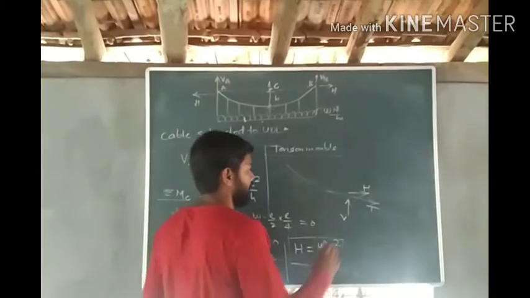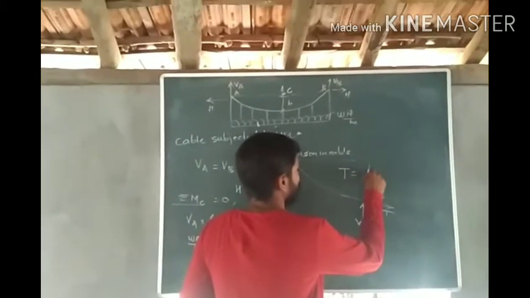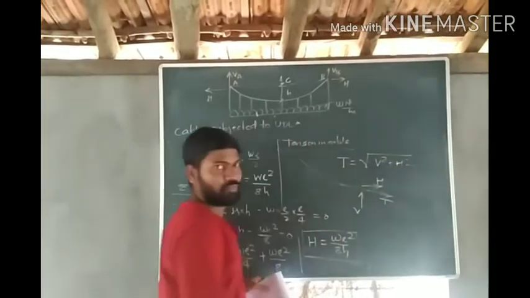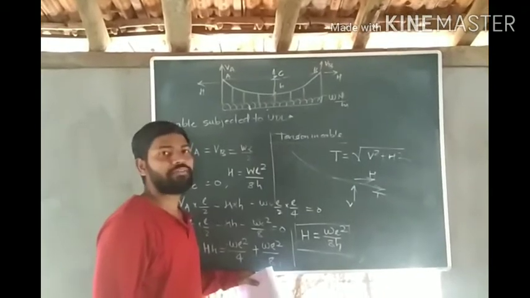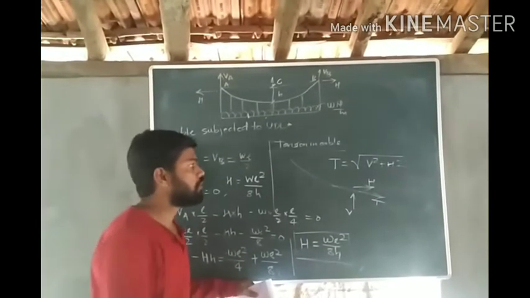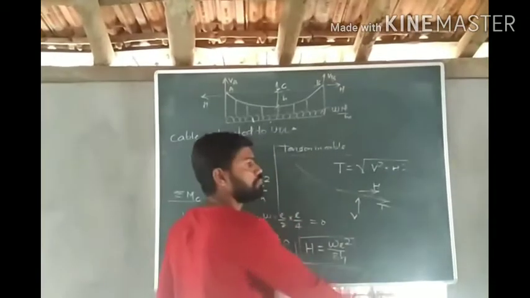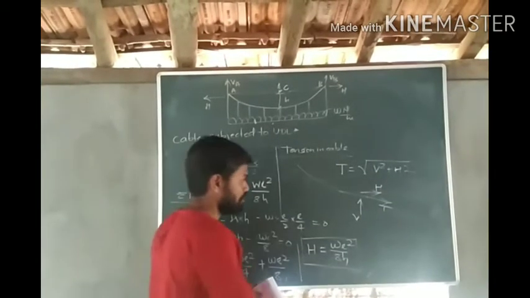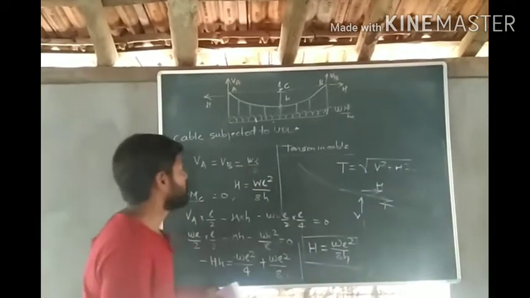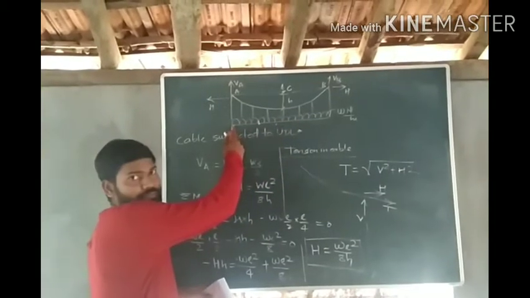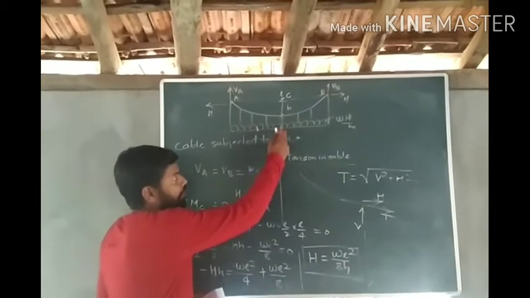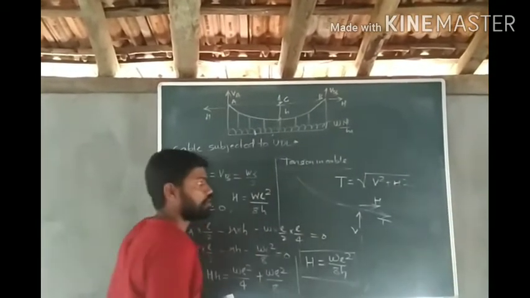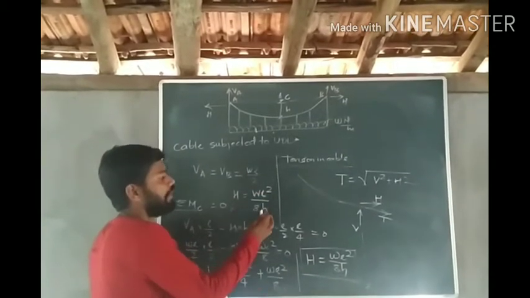So it can be calculated as T is equal to under root V square plus H square. We can calculate T, tension in a cable at any point, will be equal to under root V square plus H square, where V is the beam shear, H is the horizontal thrust. Now see, this beam shear will be maximum at the support, 0 at the center, and again maximum at the support. And this H, it is horizontal thrust, we can calculate as WL square divided by 8h.